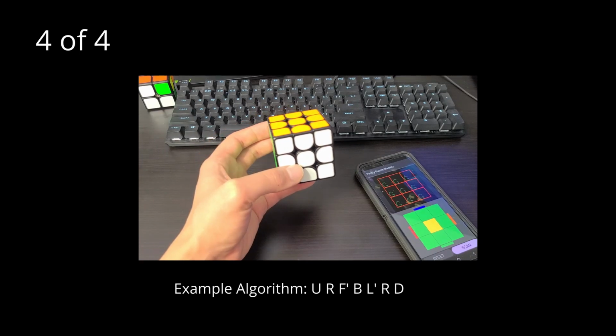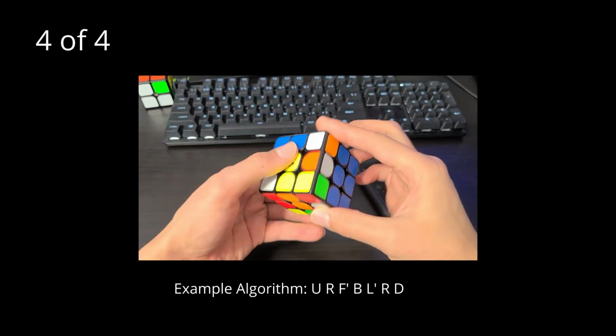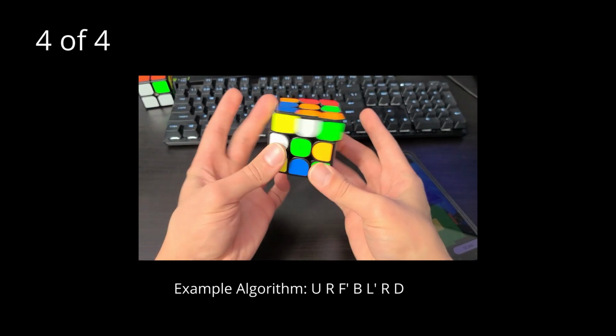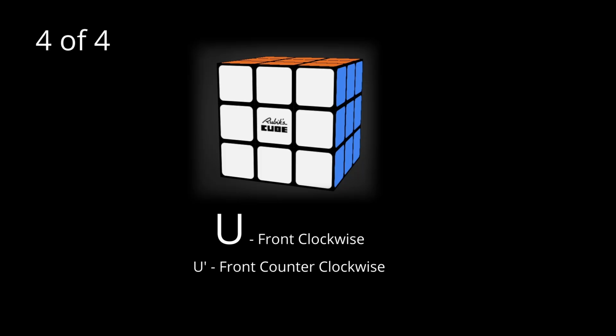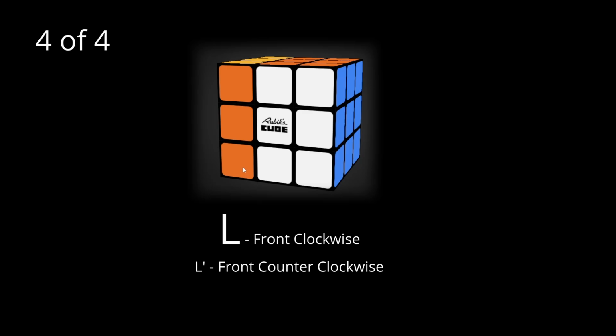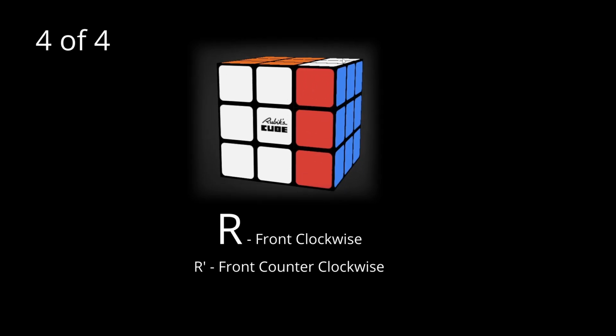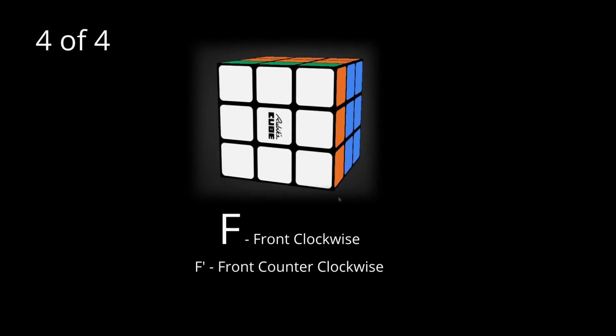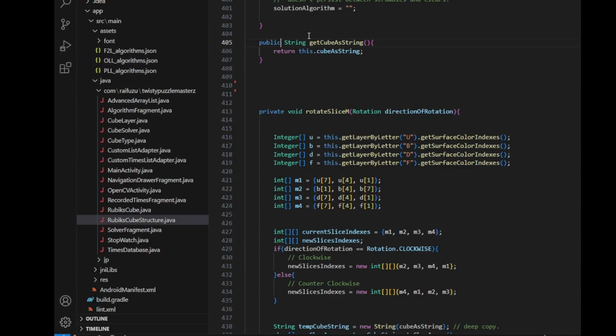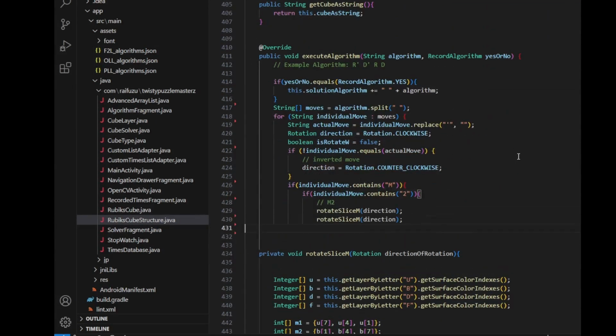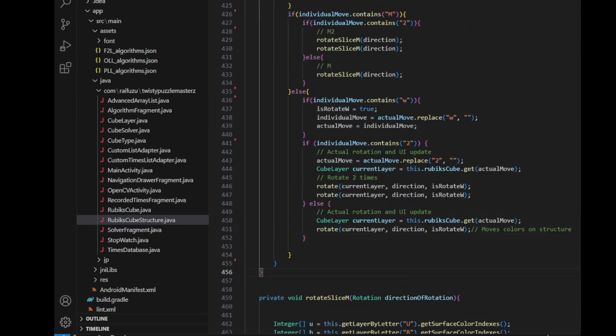And finally, we need a method that shows the data structure how to execute an algorithm. An algorithm is just a list of steps. This is an up rotation, this is a down rotation, this is a left, this is a right, this is a front, and this is a back. And this is the code that shows the data structure how to execute any algorithm.